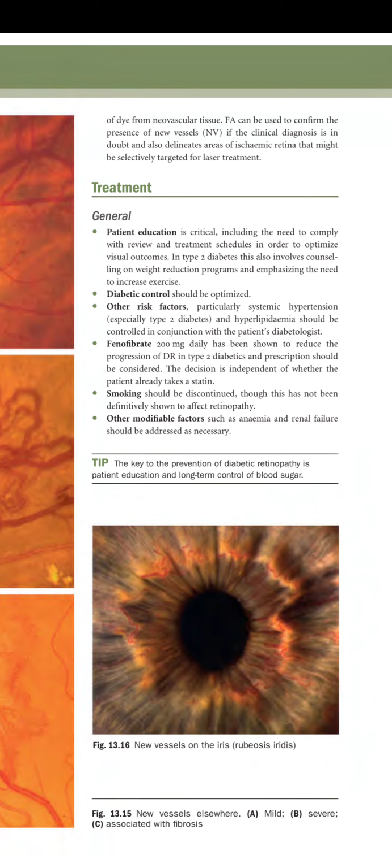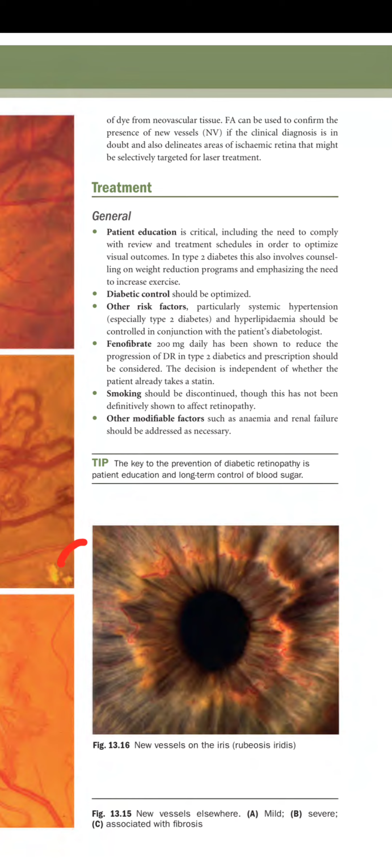Other risk factors, particularly systemic hypertension, especially in type 2 diabetes, and hyperlipidemia, should be controlled in conjunction with the patient's diabetologist. So other things such as hypertension and hyperlipidemia should be controlled as well. Fenofibrate 200 mg daily has been shown to reduce the progression of diabetic retinopathy in type 2 diabetes, and prescription should be considered. The decision is independent of whether the patient already takes a statin.